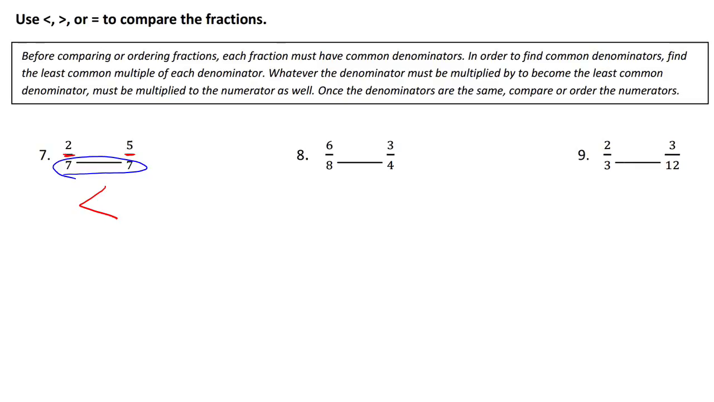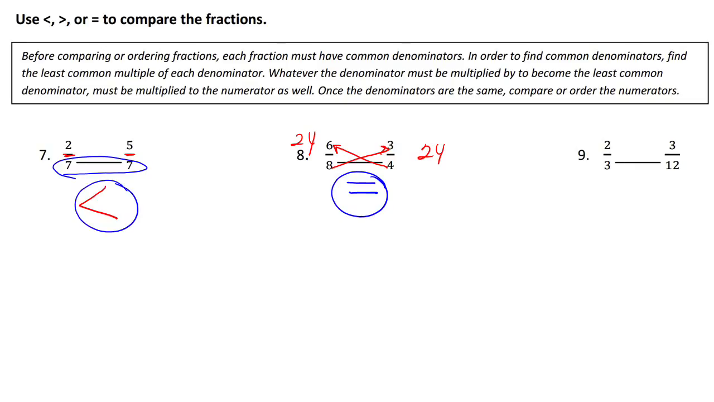So here's number 8. For number 8, you can do a couple different things. You can use the butterfly method, or you can come up with common denominators. I like the butterfly method. It goes by pretty quick, as long as you know your math facts. So 8 times 3 is 24, and 6 times 4 is 24. And so we know that 24 is equal to 24.